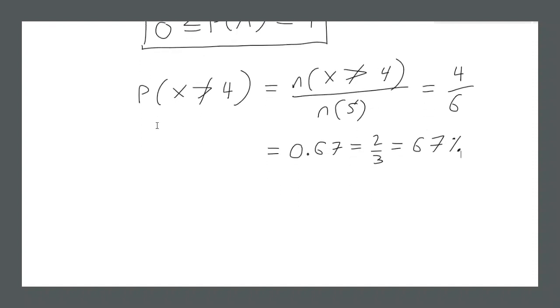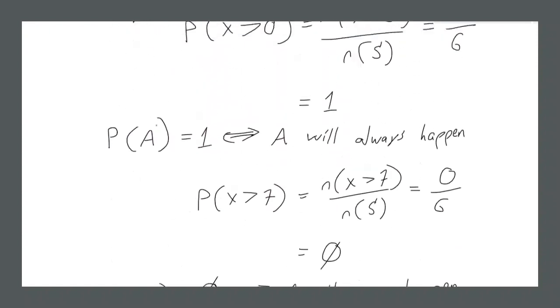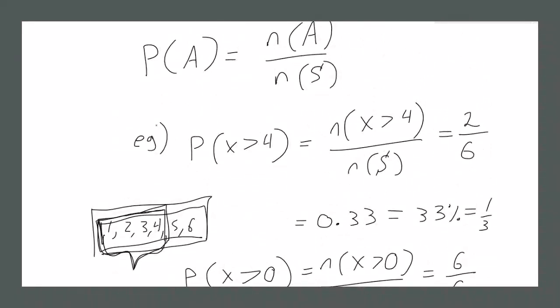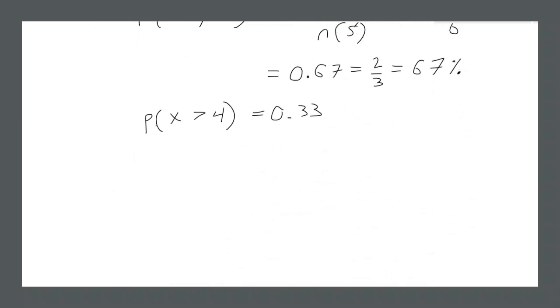But there's another way we could calculate this. We already know that the probability of x being greater than 4 is equal to 0.33. We calculated that up here, right? So, if there's a 33% chance of it being greater than 4, then there's a 67% chance, right? 100 minus 33. Then there's a 67% chance of it not being greater than 4, right?